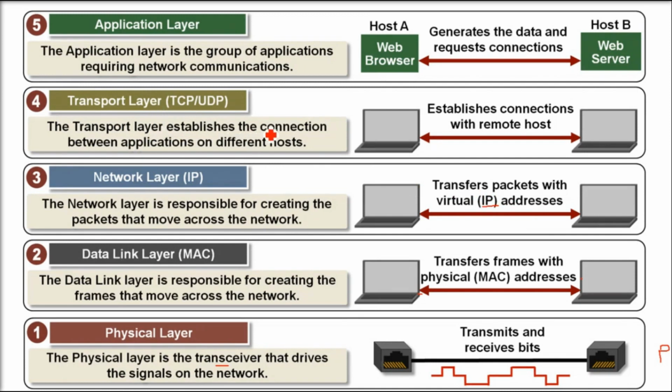Transport layer: we have TCP and UDP. The work of the transport layer is to establish the connection between applications on different hosts. So when we have a connection, it has to be with a remote host. It can be connection-oriented TCP, or connectionless UDP. Application layer is where you and I are sitting. We have a system, a mobile or whatever, a browser, or some file transfer tool like FileZilla, and the application layer is the group of applications requiring network communication. This is where it starts, when I want to communicate. I want the web pages of facebook.com to be placed on my system. So this is the application layer.